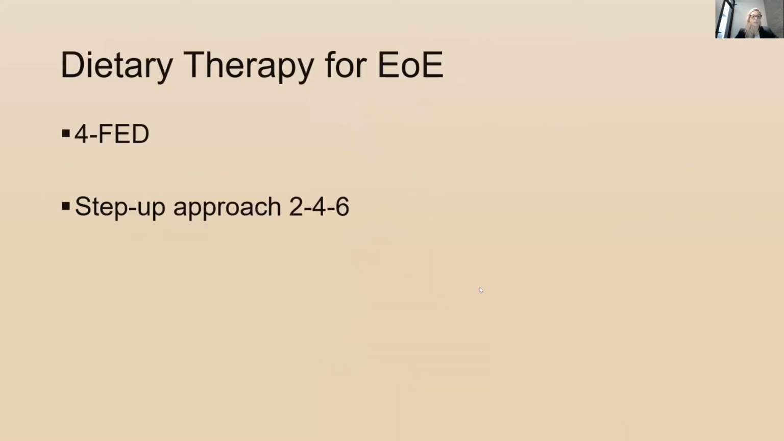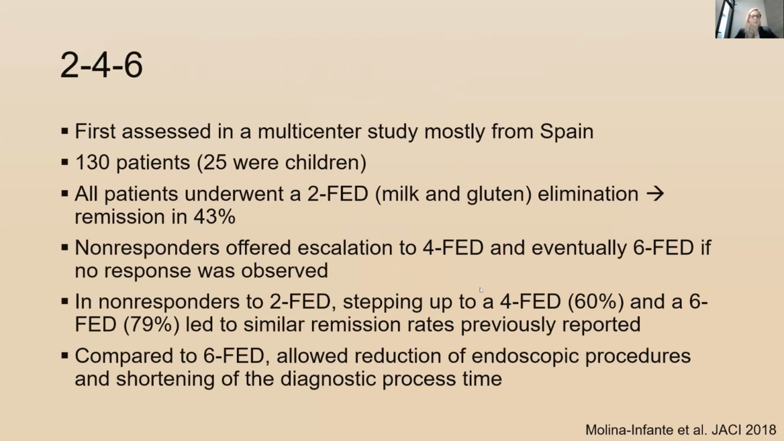The other variations: there's the 4-food elimination diet, which essentially eliminates the tree nuts and seafood portion. And then there's a really interesting step-up approach, or the 2-4-6 approach. So this was evaluated in a multi-center study from Spain. There were 130 patients, some of which were children, and these patients underwent a 2-food elimination diet, which was milk and gluten, and remission rates were almost 45%.